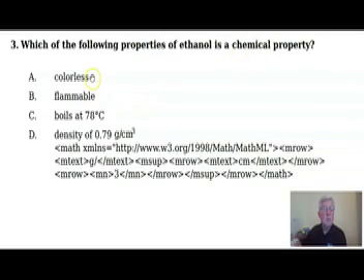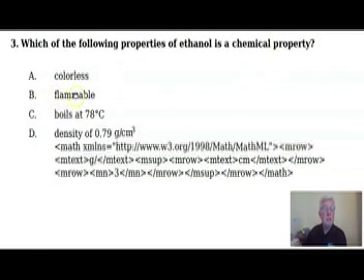So colorless, that's a physical property. Flammable, that's a chemical property. Boils at, that's a physical property. And then density. So our best answer is flammable, number three. Right here. That's the only chemical property on the list. Let's move on down.